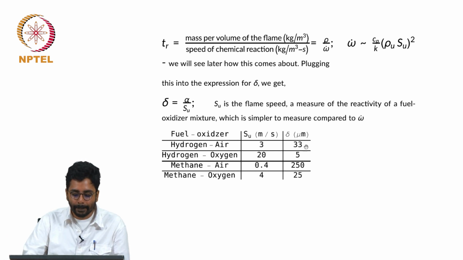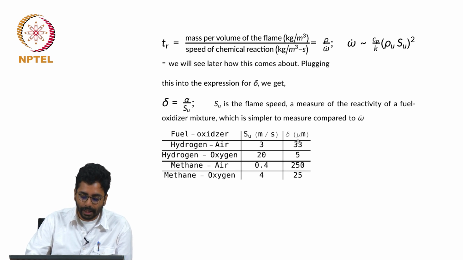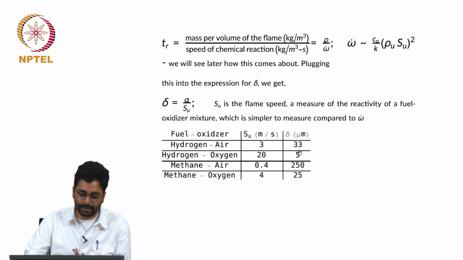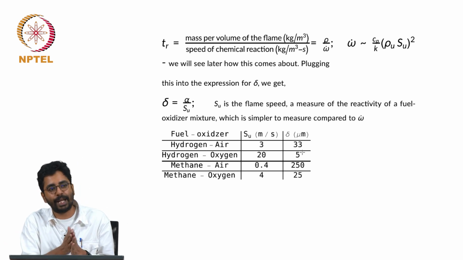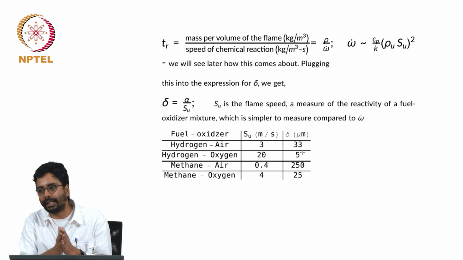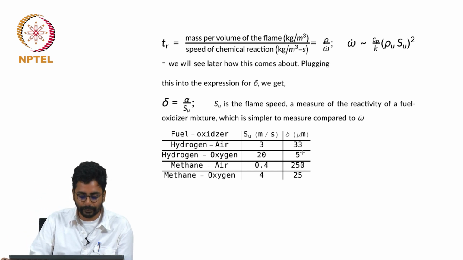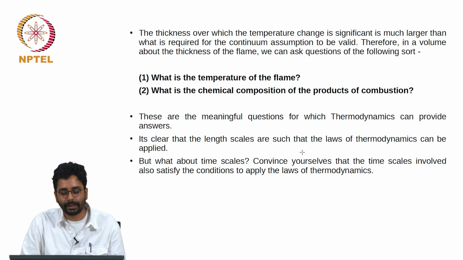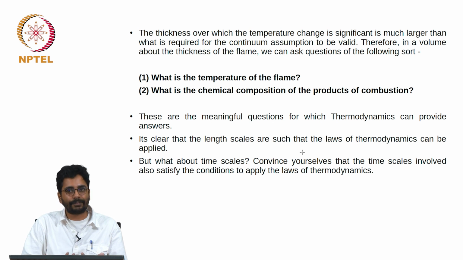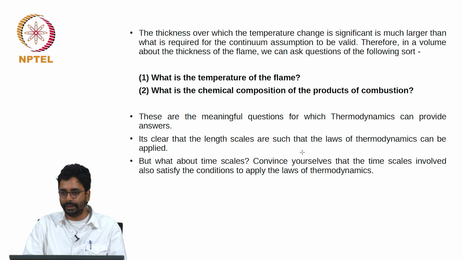Correct. Yeah. So it is 250 microns for methane air. Even for methane oxygen, it is about 25 microns. Hydrogen air is 33 microns, hydrogen oxygen is 5 microns. Therefore, under all these conditions, the flame is sufficiently thick for relative fluctuations to be negligible, and continuum assumption is still valid. So the thickness over which the temperature change is significant is much larger than what is required for the continuum assumption to be valid.